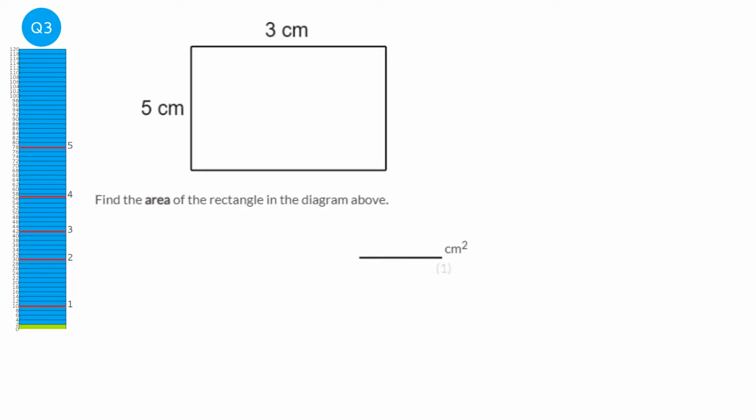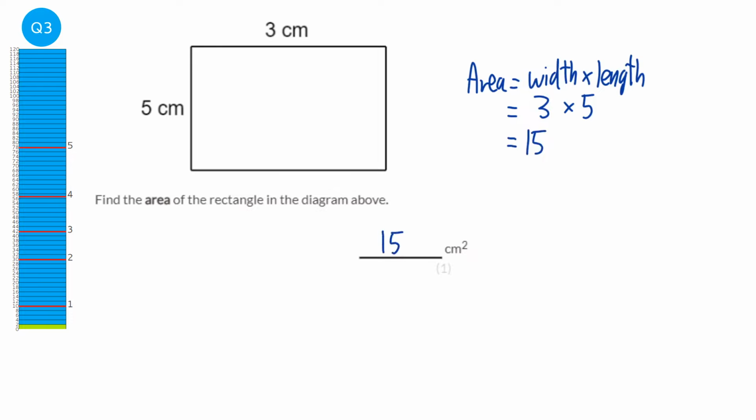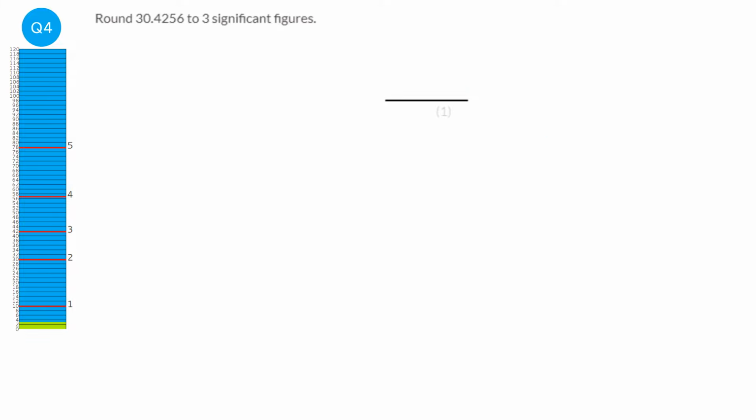The formula for the area of a rectangle is the width times the length. The width is 3 and the length is 5, therefore the area will be 15. The units of the width and the length are both centimetres, therefore the units will be centimetres squared. So I'm going to just copy that number down again, and make it a bit bigger so we can see what we're doing.